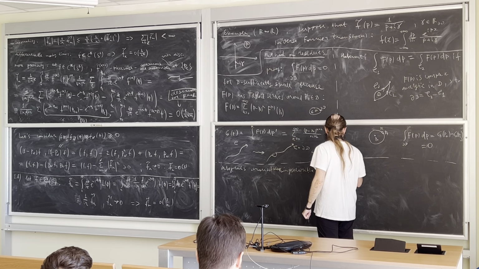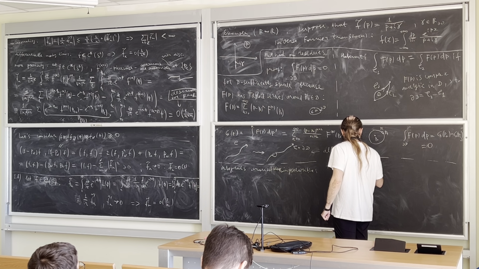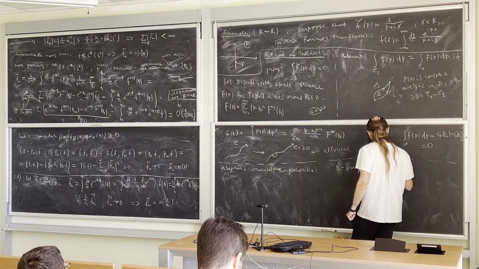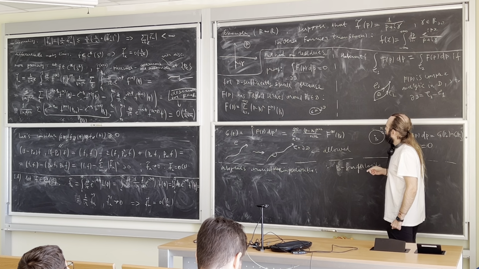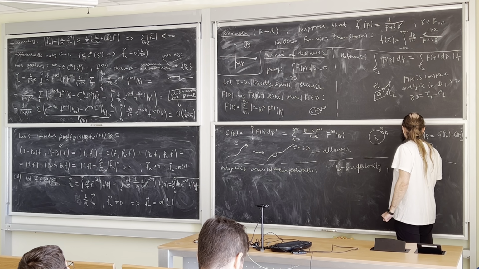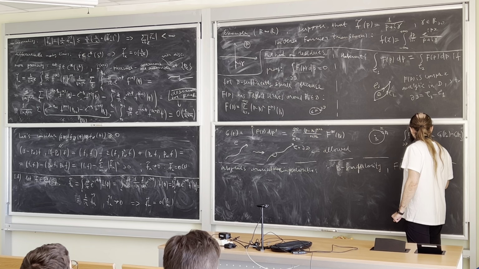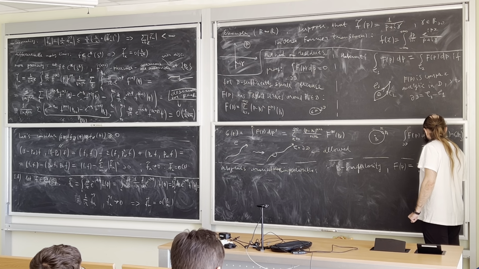So let us say that now p0 is a singularity, and our function f of p has an expansion of this kind: the sum from minus n to infinity of (p minus p0) to the n times c_n. It's called a Laurent series.